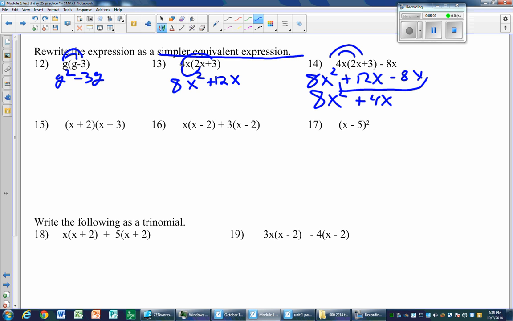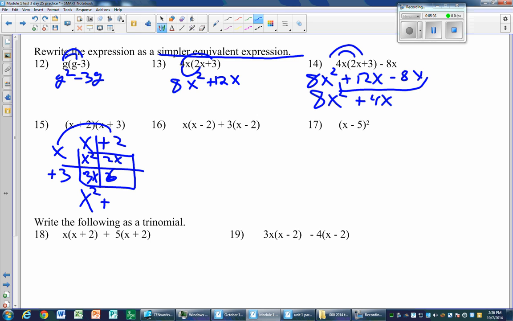Here, let me show you a different method. X plus 2, x plus 3. X times x is x squared. X times 2 is 2x. Now, the 3 times the x goes in here, which is 3x, and the 3 times the 2 goes in there, which is 6. Now, what do I have? I have an x squared plus a 2x plus a 3x plus a 6, which is x squared plus 5x plus 6. Or you can use the rainbow method.